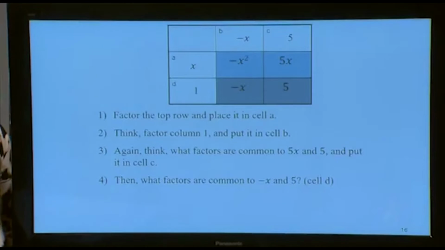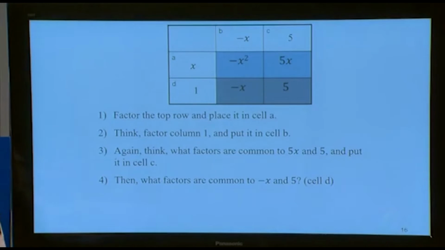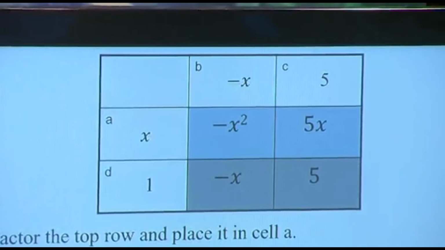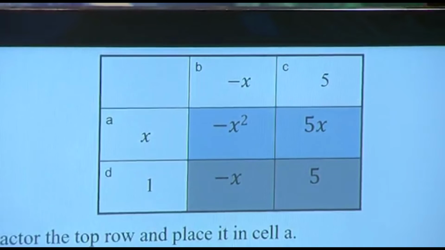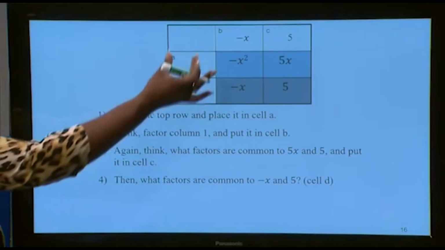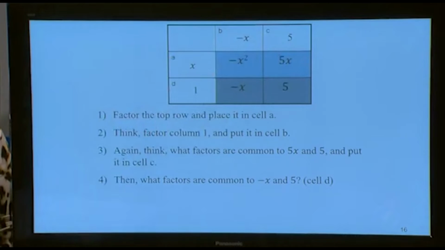So it would be 1. Let us look, so I was right. So let's look at column 1: negative x squared and negative x. What do we have in common? Negative x. And column C, 5x and 5. What do we have in common? 5. That one is easy. So the length of each side of our square would give us the factors of our quadratic.